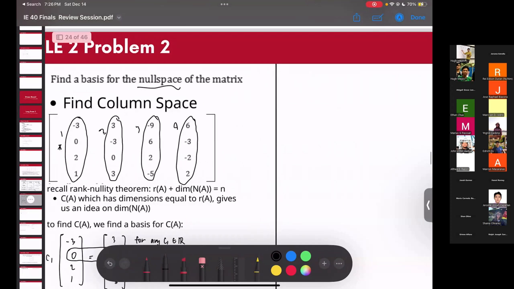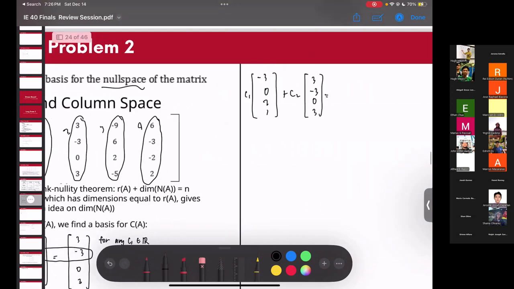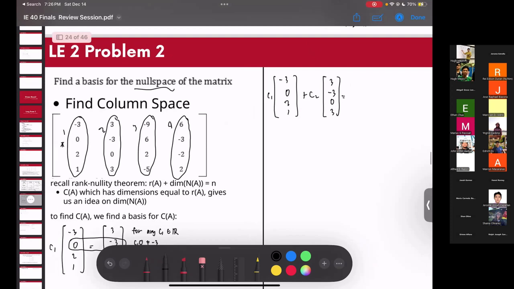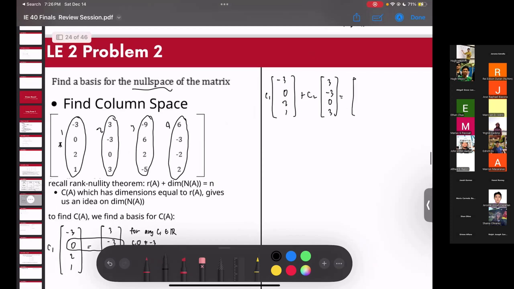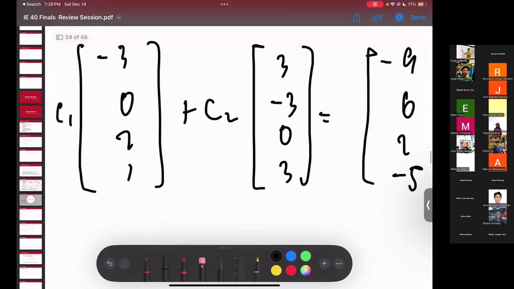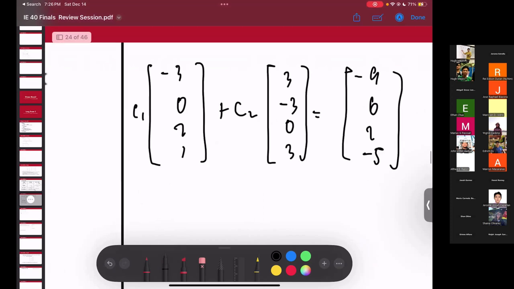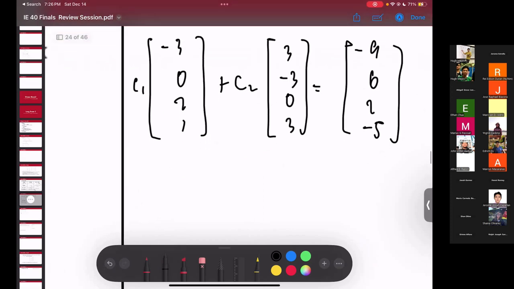Parang yun lang yung tinetest natin. So let's move on to the next. So negative 3, 0, 2, 1, C1 plus C2, 3, negative 3, 0, 3 equals. So now what we're testing is, can we get to the third vector, which is negative 9, 6, 2, and negative 5? Can we get to that by applying a certain linear combination of the previous two vectors?